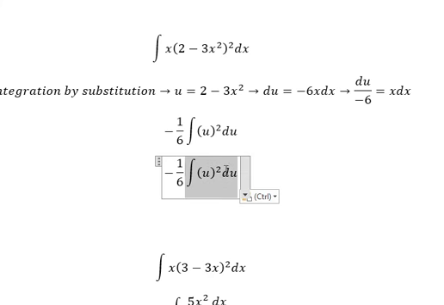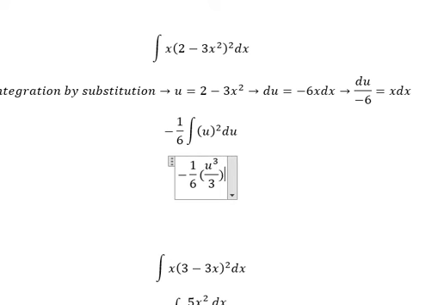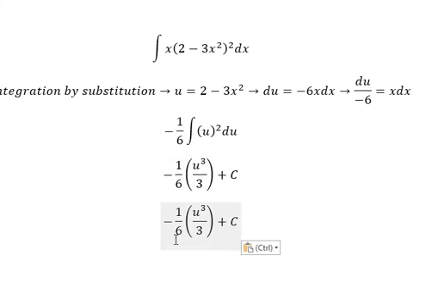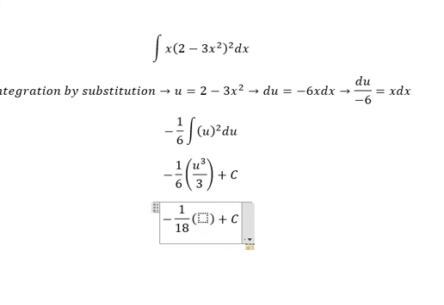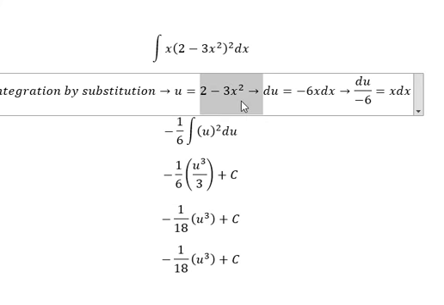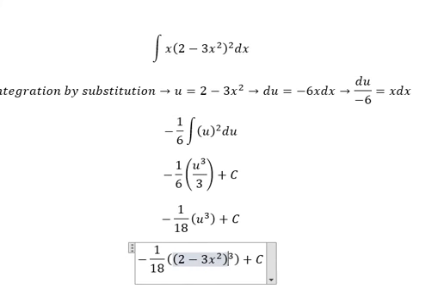The integral of u squared, you get u to the power of 3 over 3 plus c. Negative 6 and 3, you will get 1 over 18. And this one you get u to the power of 3. About u, that's this one. And this is the final answer.